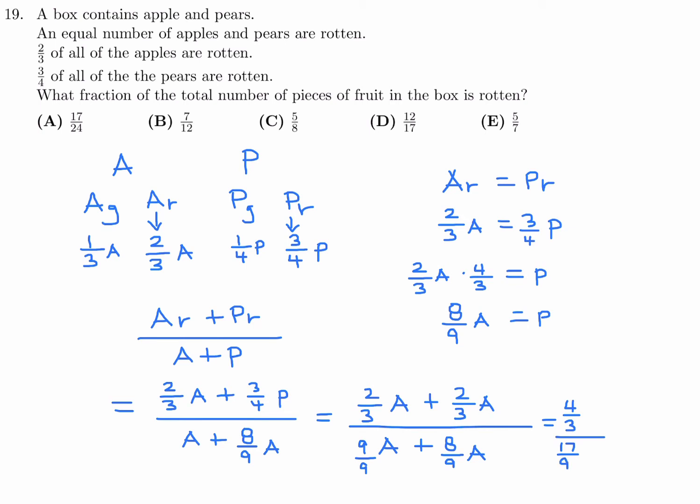17/9. And then invert and multiply 4/3 times 9/17. And that looks like 36/51. 36/51, in lowest terms, 12/17. Yeah. So D is the answer to number 19.